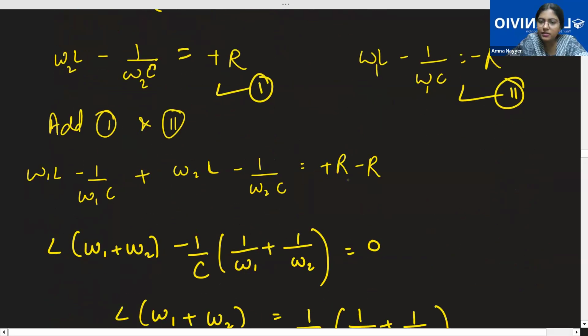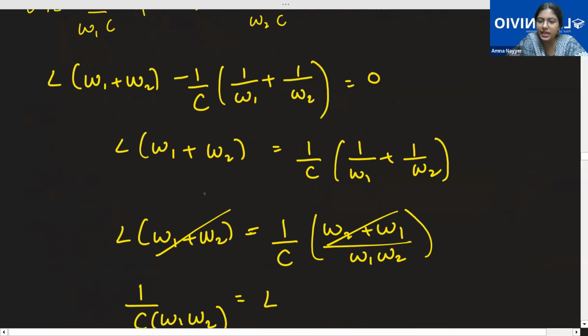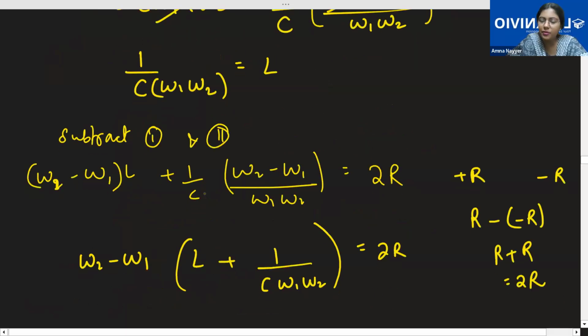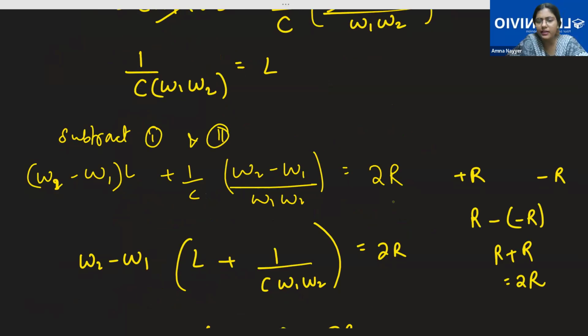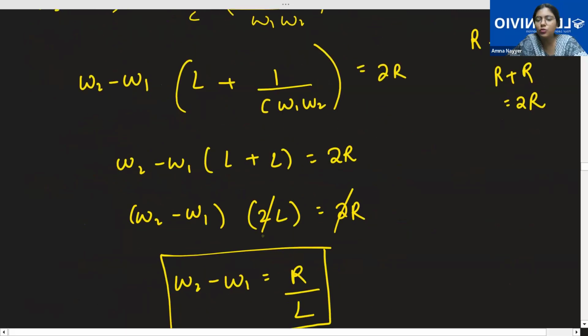So we add those equations. Resistance is 0. So here the negative term is shifted. LCM is taken, same brackets get cancelled. We keep the value of 1 by C omega 1 into omega 2 is equal to L for the subsequent equation. Then we subtract them. This time, resistance instead of getting added, gets doubled because minus into minus becomes plus. And wherever we had positive, that will be negative because we are subtracting. So plus 1 by C we will take common because the minus sign changes everything. Since omega 2 minus omega 1 is common, we take it out and we are left with 1 by C omega 1 omega 2 here. This we've already calculated as L. So here this becomes 2L, 2 gets cancelled.